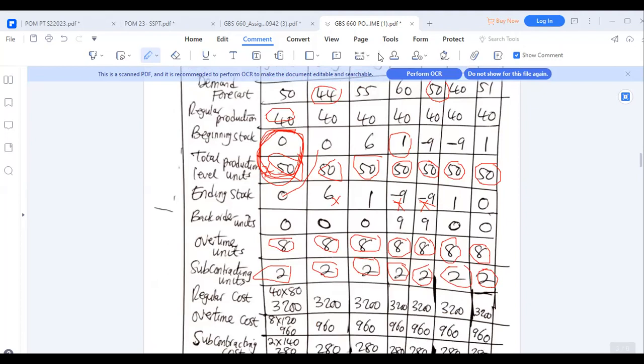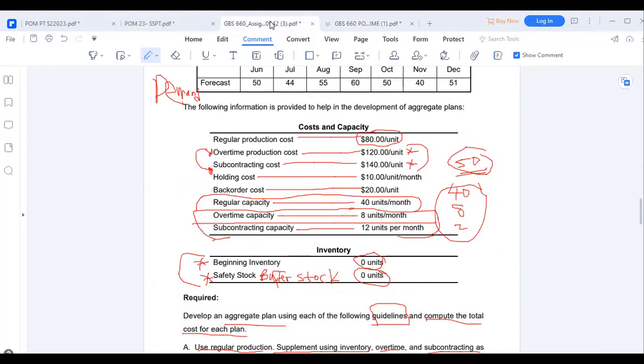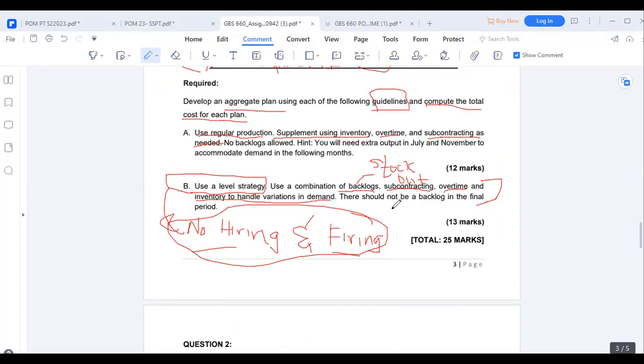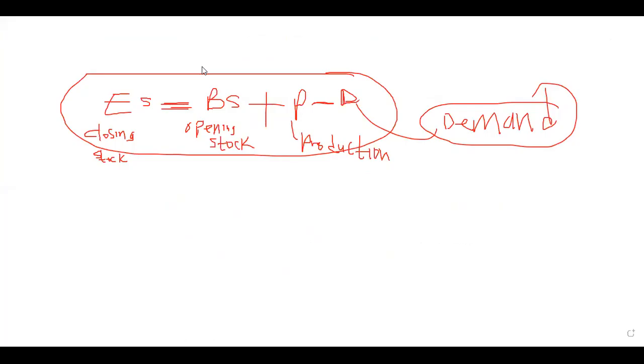So now, what does it mean? It means that we are going to incur the stock out cost. That's why they said no backlogs are allowed at the final period. There should be no backlog in the final month or in the final period. In short, we shouldn't have a negative. We shouldn't have a stock out unit in the final month. That is what that means. All right.